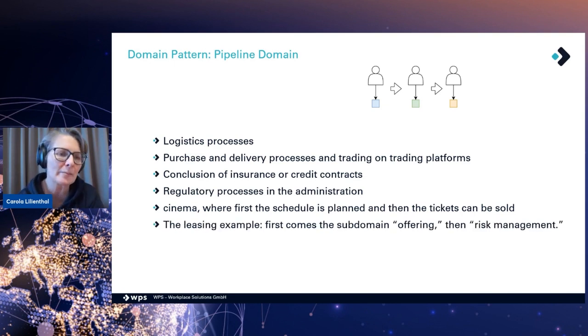The leasing example, offering and risk management, are as well from this pipeline idea. So virtually in every domain that you have to deal with, parts are pipeline-like, and you can find it either on the top level of the domain, or you find it in smaller bits and pieces of the domain.